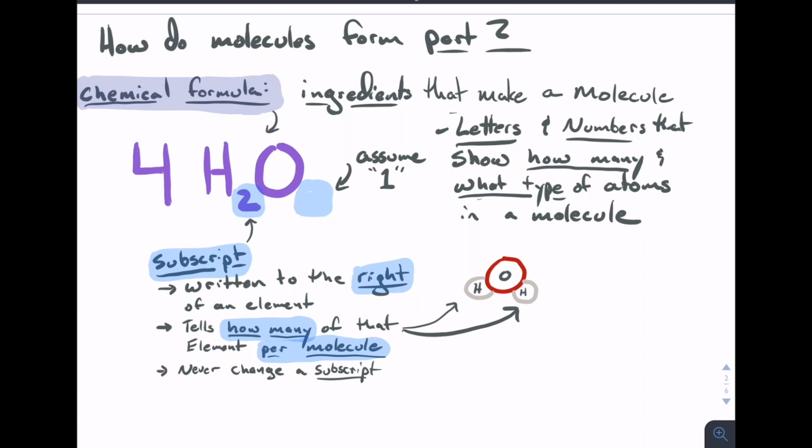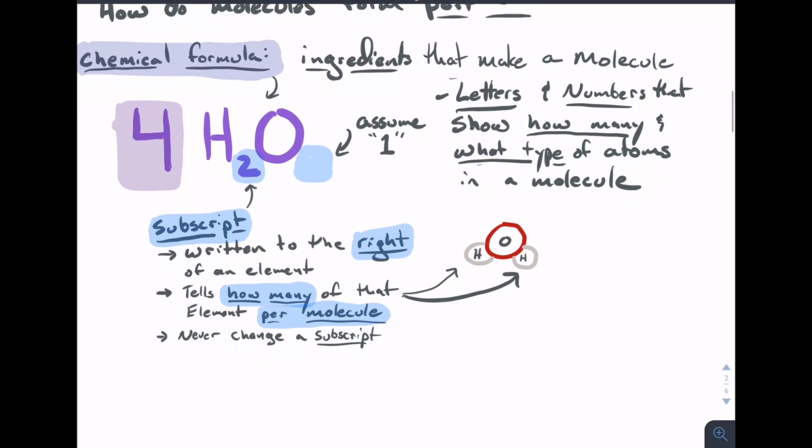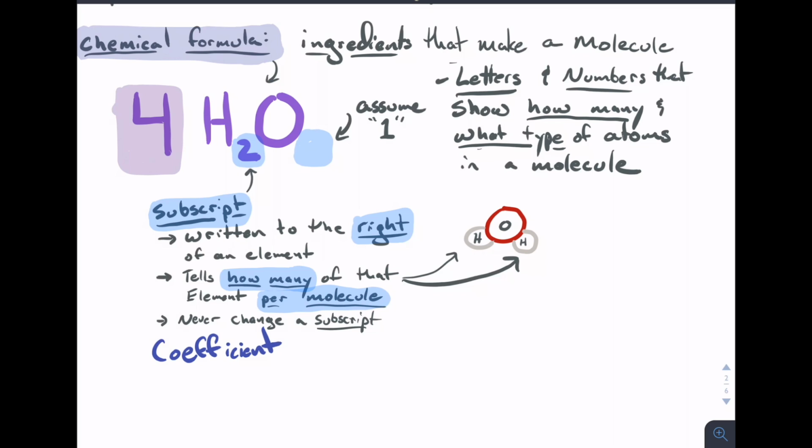All right, now let's get to the number 4. The number 4, what does this represent? This is called the coefficient. It's written out in front. And what it does is it tells us how many total molecules there are.